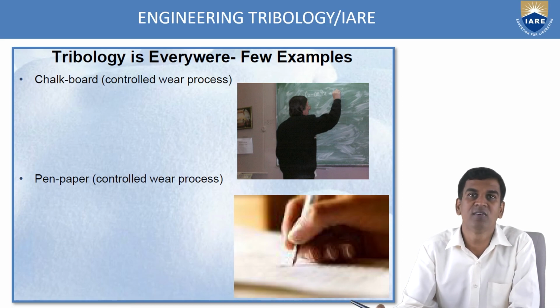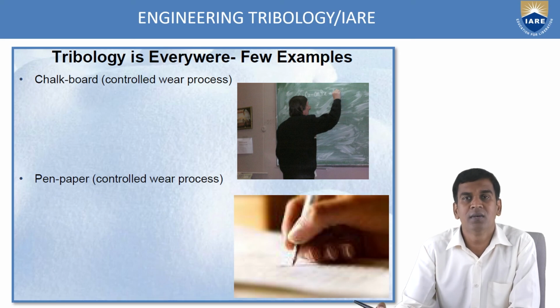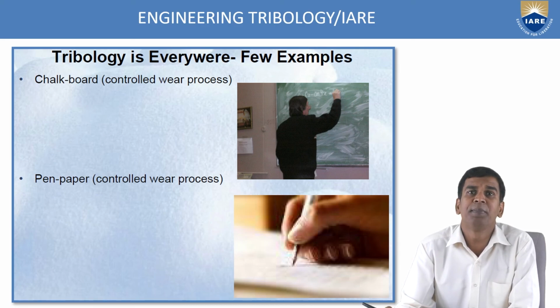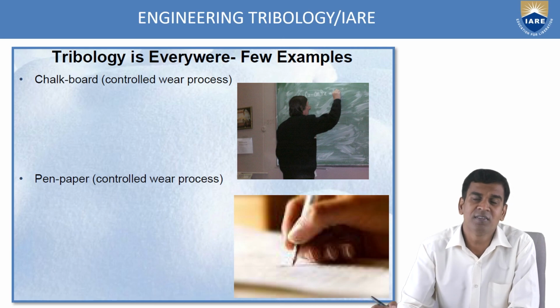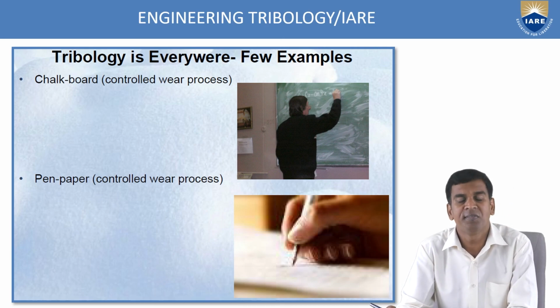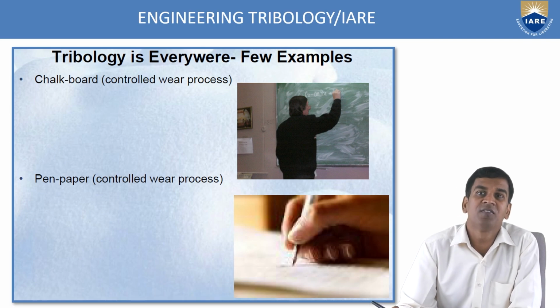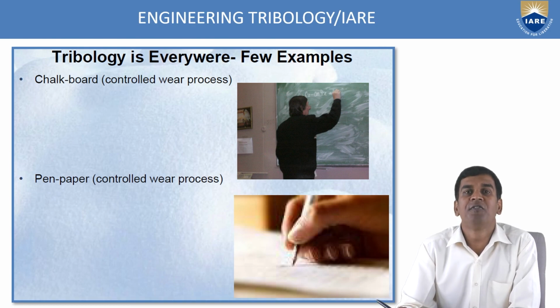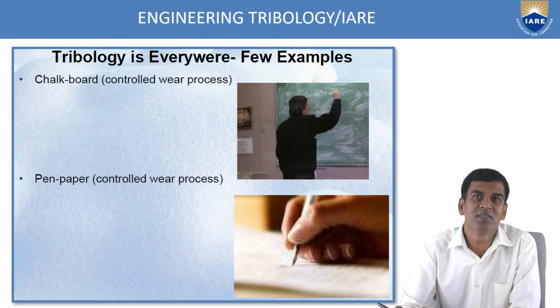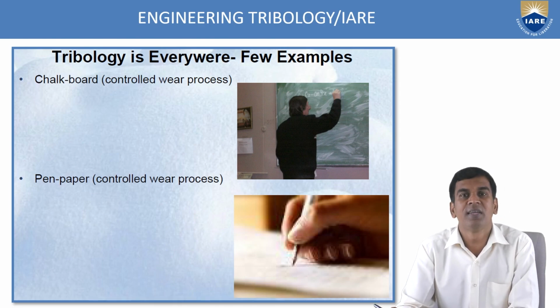When the person is writing on the book or on the paper, the fluid will be moving or reducing. The fluid is reduced because it is absorbed by the paper. As a result, wear will take place between the pen and the paper. Here, controlled wear process is required. Otherwise, if more wear is occurring, then the fluid will be finished very fast, and because of that you need to change the pen frequently. If there is more wear, more fluid is required.